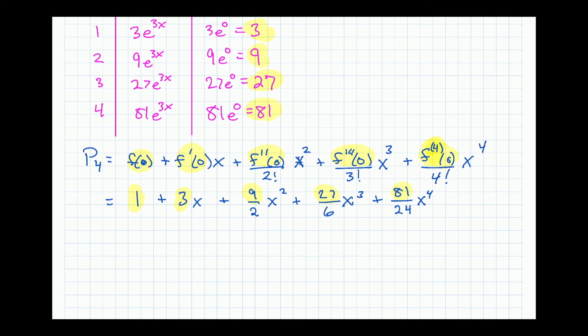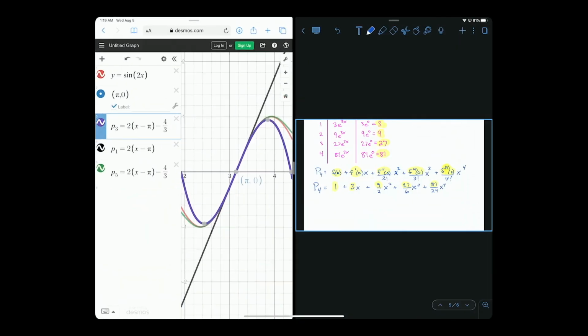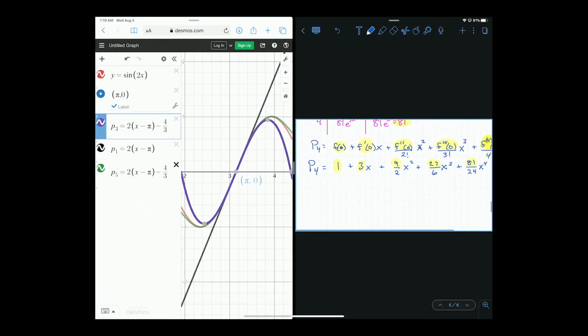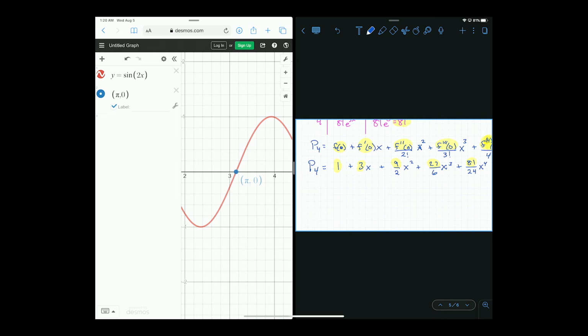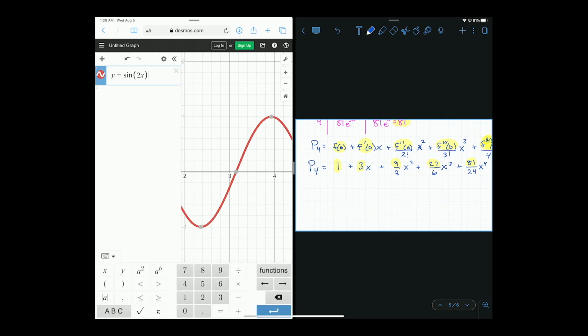Well, that's it. That's P4, right? That's P4. Now we can just double check that this looks the way it should look. Let's check it. Clear these all out. We're not going to plot the whole thing. What was my function?